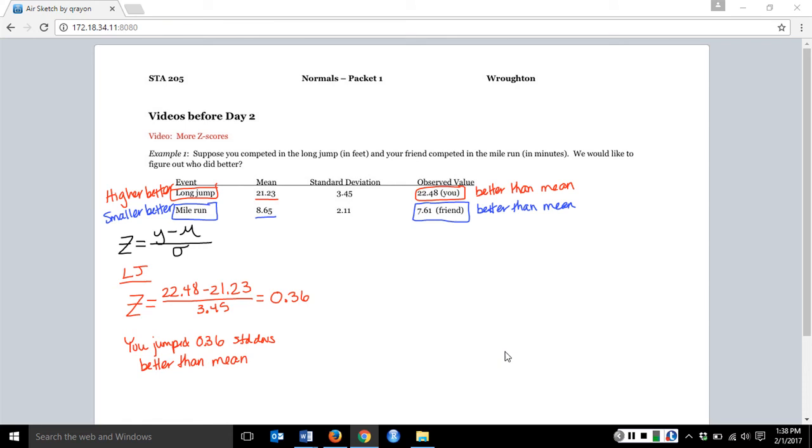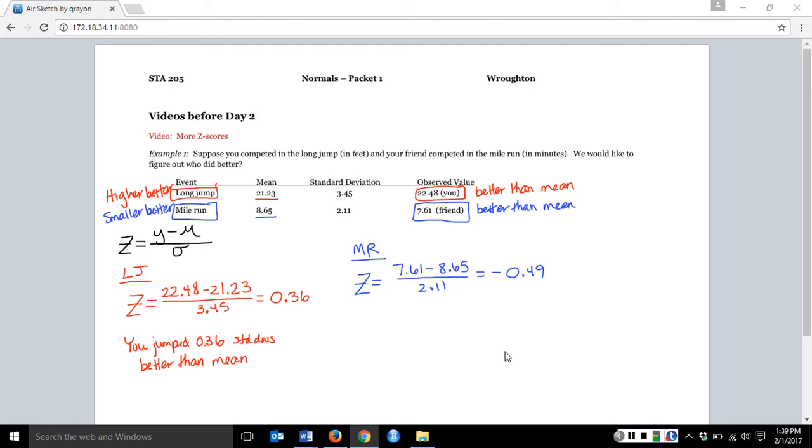Now if we did something similar for our mile run. Again, we'll calculate our corresponding z, which is our observed value, which is the 7.61, minus its corresponding mean of 8.65, and divided by our standard deviation of 2.11, and that's going to give us a negative 0.49. Now this one is negative since 7.61 is smaller than 8.65, but here negative is actually a good thing because that means we were smaller than average, or in a sense here faster than the average time. So negative is actually good for the mile run.